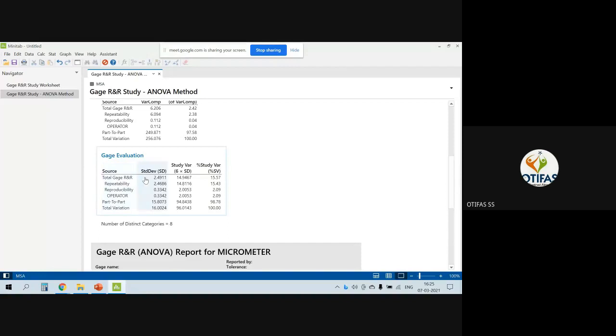Here it is written total gauge R&R, percentage study variation is 15.57. At that time it was acceptable, but now it is not acceptable. It is acceptable only if less than 10%. Total gauge R&R consists of repeatability and reproducibility together, which is 15.57. Part-to-part variation is 98.78. Out of the total variation, part-to-part variation is 98.78.